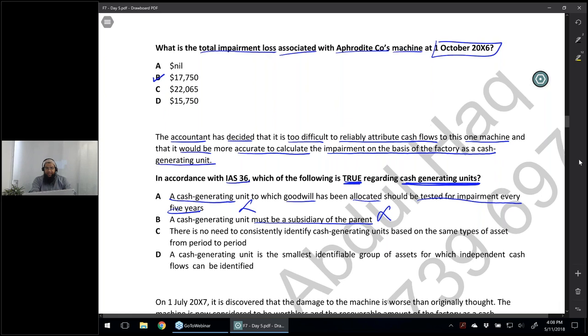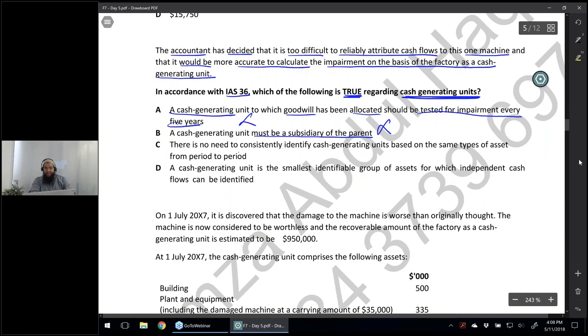There is no need to consistently identify CGUs based on the same type of assets from period to period. So every year we can make a new CGU. Is this possible? Obviously not. A CGU is a CGU. You cannot decide whether it is the same or not. A cash generating unit is the smallest identifiable group of assets for which independent cash flows can be identified. Yes, so your right answer is actually D. That CGU is the smallest identifiable group of assets.